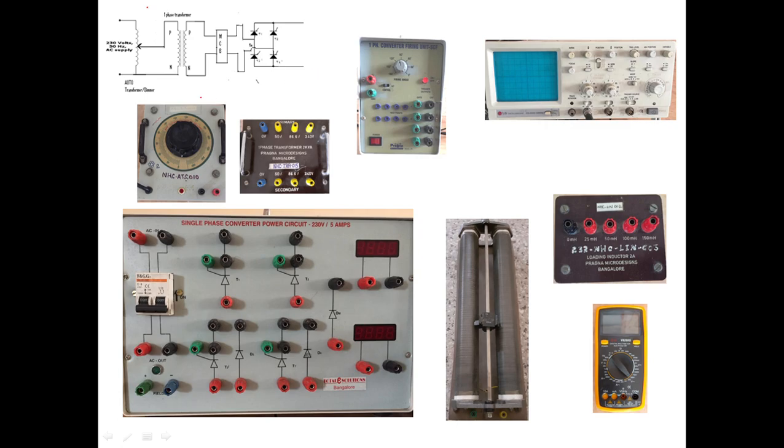Now here these are the things that we require. One is the auto transformer, and the isolation transformer. This is the auto transformer. This is the isolation transformer. This is the single phase firing circuit. This is the CRO to see the output. This is the rheostat, that is the R load. This is the inductance, that is the L load. And this is the multimeter to see the practical voltage. Now we'll see how to do the connections here.